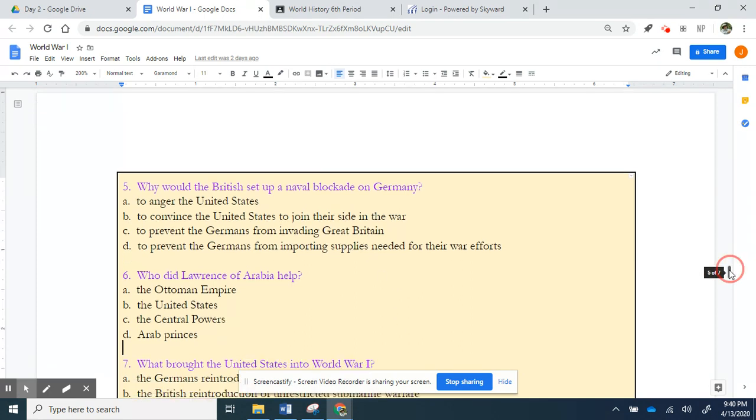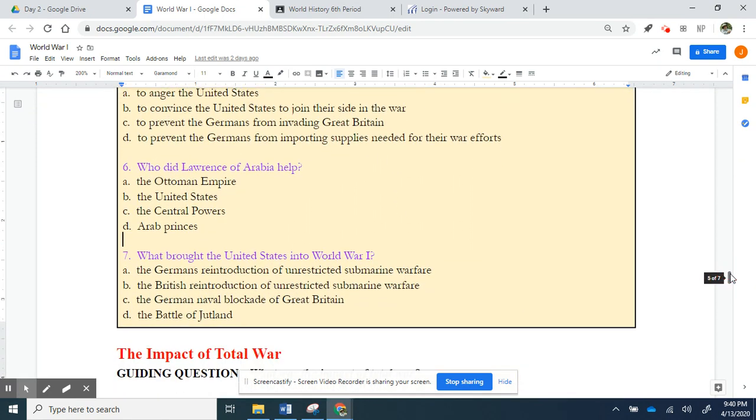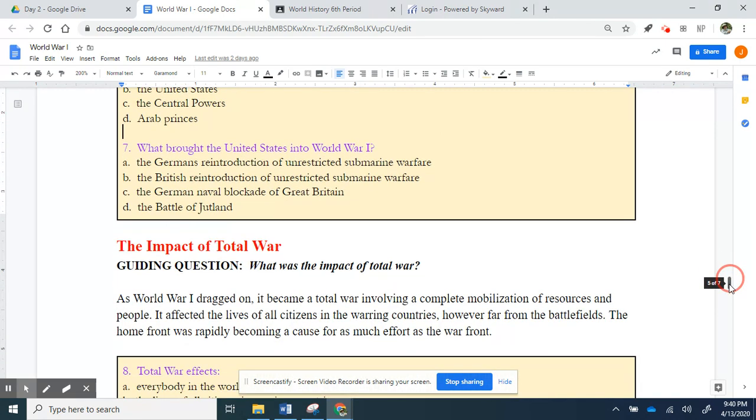And then 7. What brought the United States into World War I? Is it A, the German reintroduction of unrestricted submarine warfare, B, the British reintroduction of unrestricted submarine warfare, C, the German naval blockade of Great Britain, or D, the Battle of Jutland? The correct answer for number 7 is A.